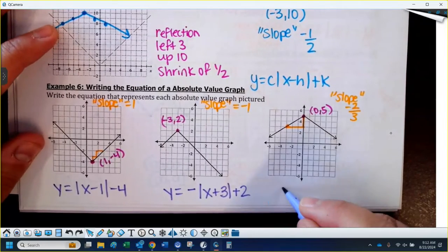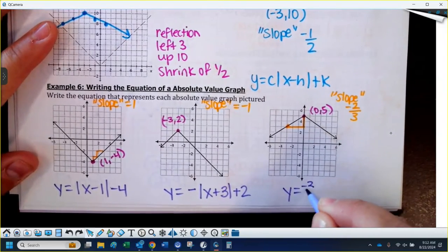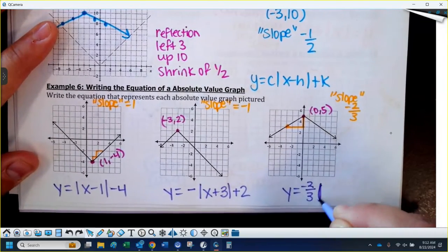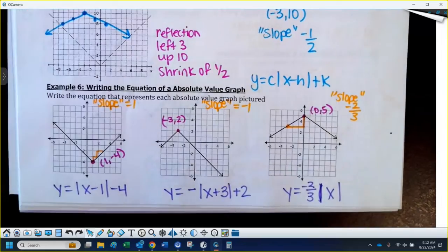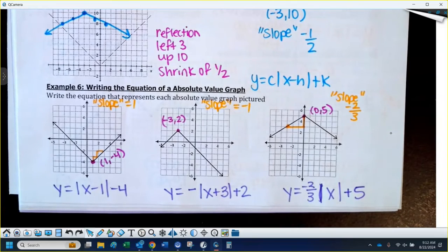Anybody want to try the last graph? What'd you put? Yes, just there. It doesn't shift left or right, so just an x by itself in the middle, and then plus 5 on the outside. Does anybody have a question?